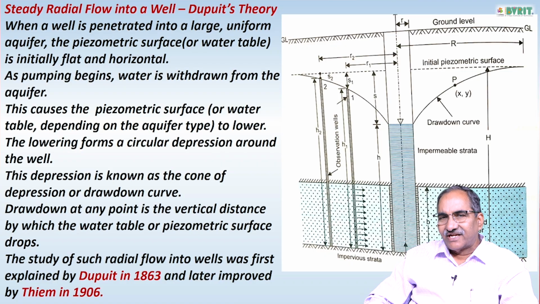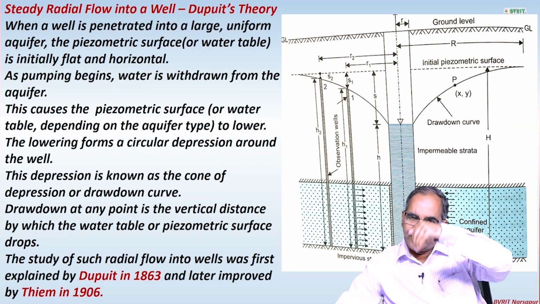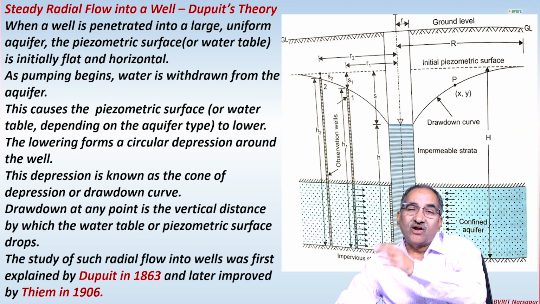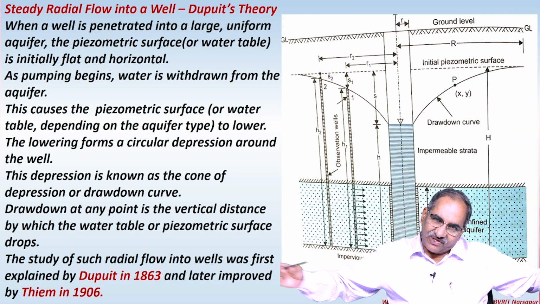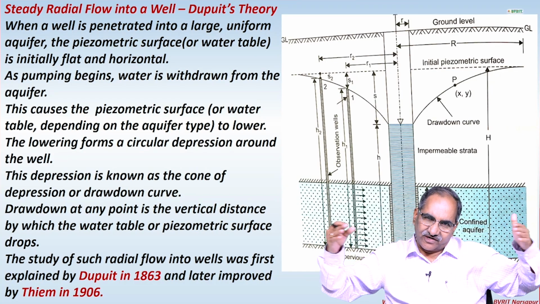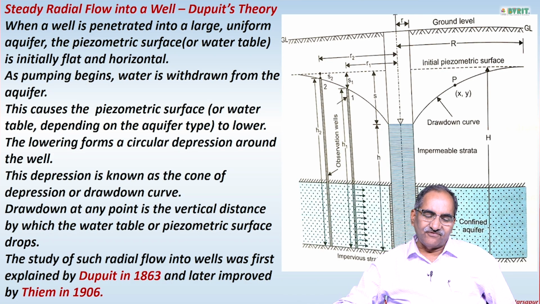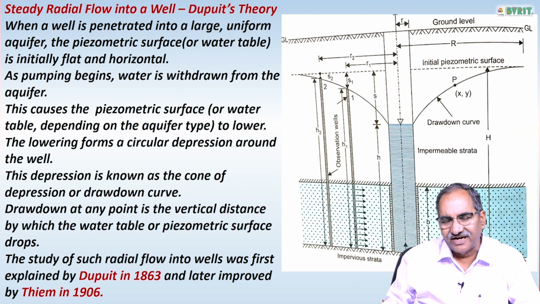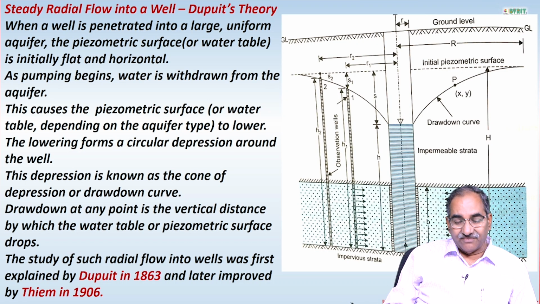Drawdown is the vertical distance by which the initial water level has decreased. The drawdown is maximum at the well and minimum as the radial distance from the well increases, so the drawdown goes on decreasing. The point where the drawdown is zero is what we call the radius of influence. This is what we have studied, explained by Dupit and later improved by Thiem, so whatever we discussed is the Dupit-Thiem theory.